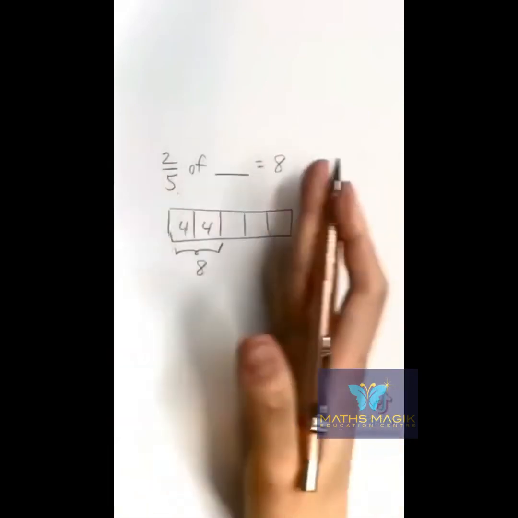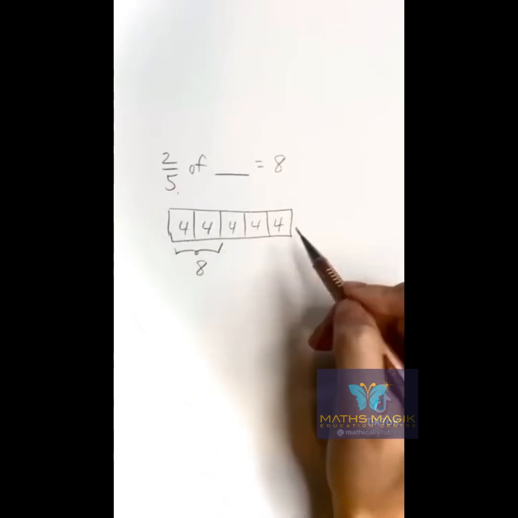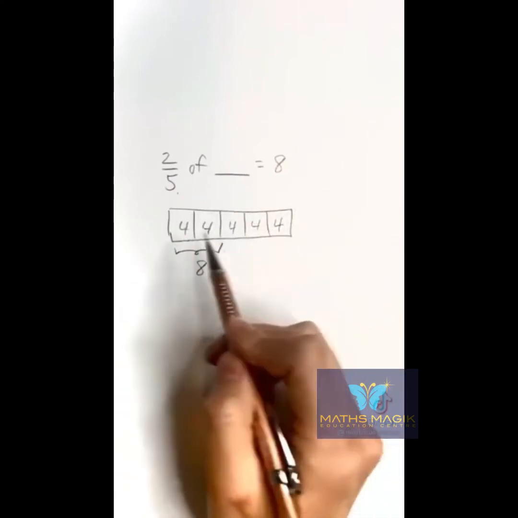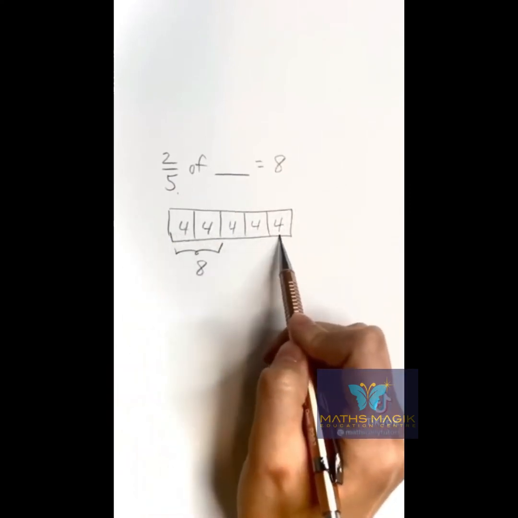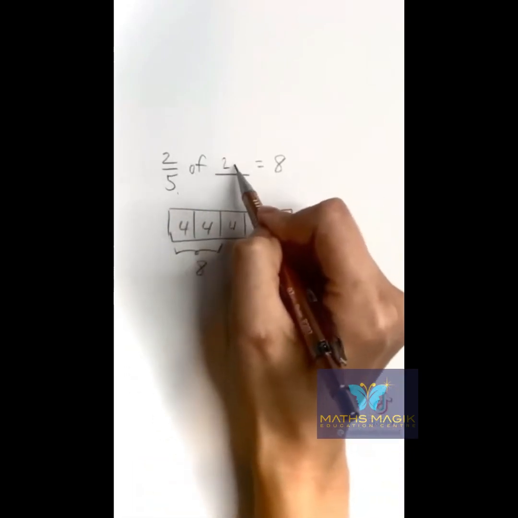And now I know the rest of them are also equal to 4 because they're all equal 5 pieces. And so the value of the total chocolate bar is 4 plus 4 plus 4 plus 4 plus 4, or 4 times 5, which is 20. So 2/5 of 20 is 8.